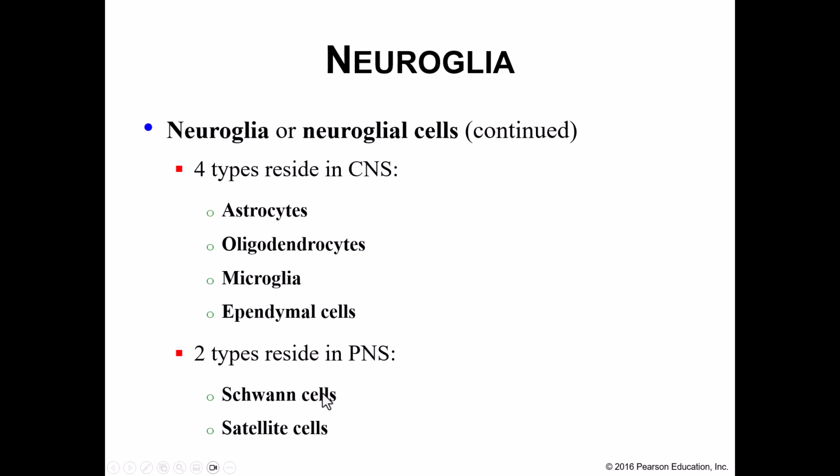In our PNS, the Schwann cells are our myelinating cells. So Schwann cells in the PNS are myelinating, oligodendrocytes in the CNS are myelinating. And the satellite cells are going to be the similar cell to the astrocytes in the CNS, so the supporting cells of the PNS.